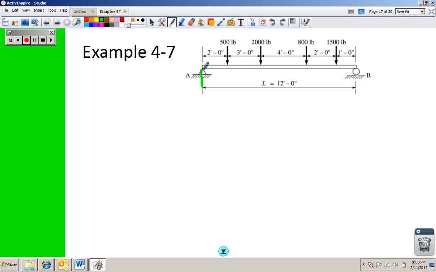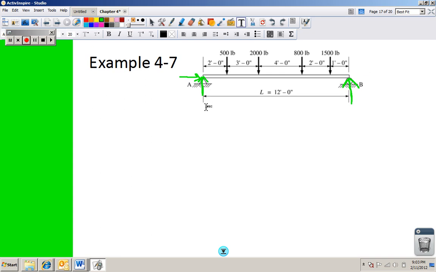Okay, at a pin, there's going to be a reaction force in the Y and in the X, and at a roller you only have a Y reaction force. Alright, so let's label these. This is RAY. This one's going to be RAX. And this one will be RBY.